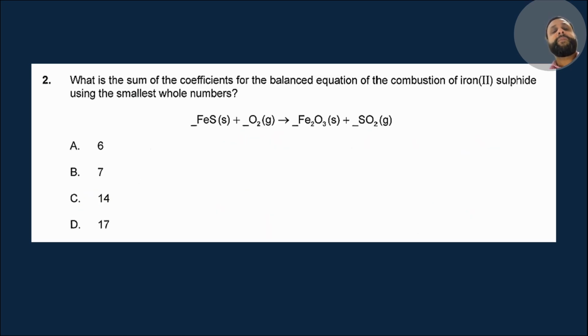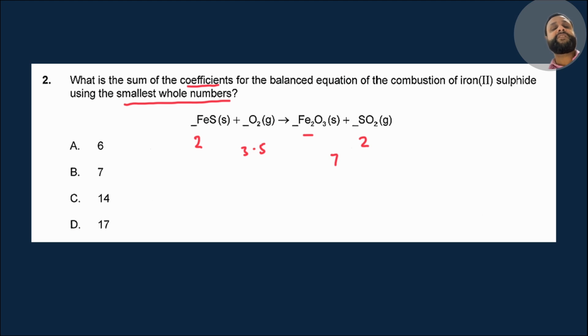Question number 2. Balancing the chemical equation using the smallest whole numbers and telling the coefficients. Okay, so we have 1 mole of iron sulfide and 2 iron oxides. If I put 2 here, iron is balanced. To balance the sulfur, I will put 2 for sulfur dioxide, so sulfur is balanced. On the product side, we have 7 oxygen at the moment, so if we put 3.5 here, oxygen is balanced as well.